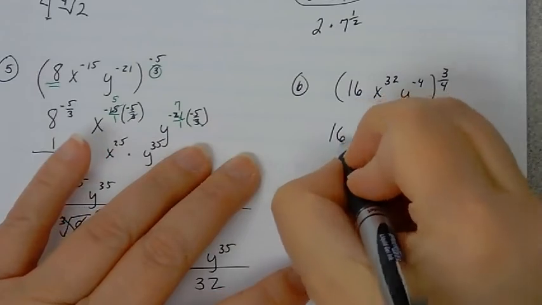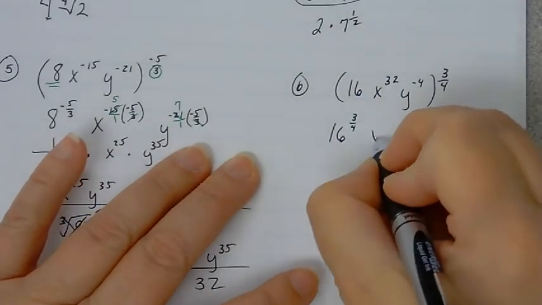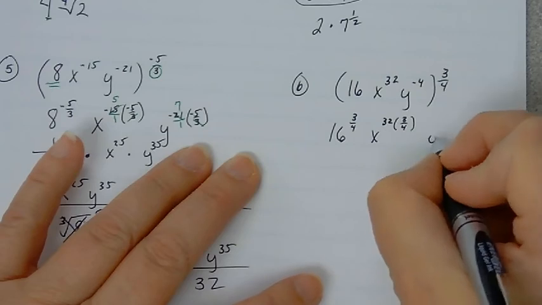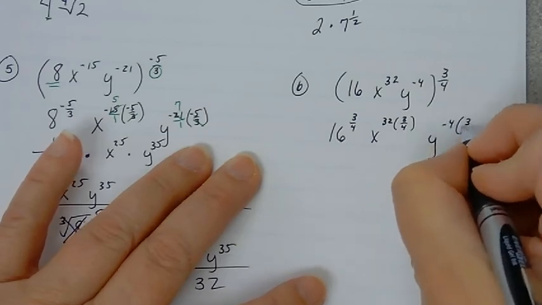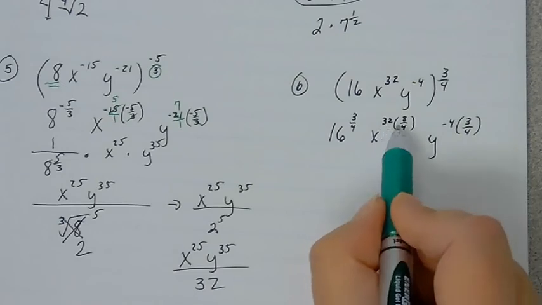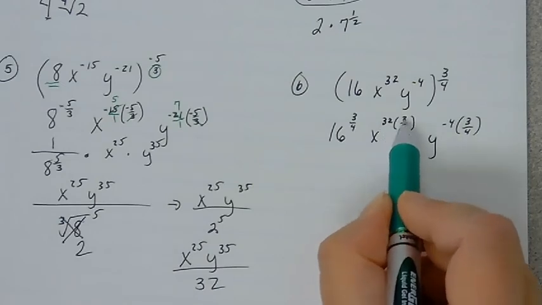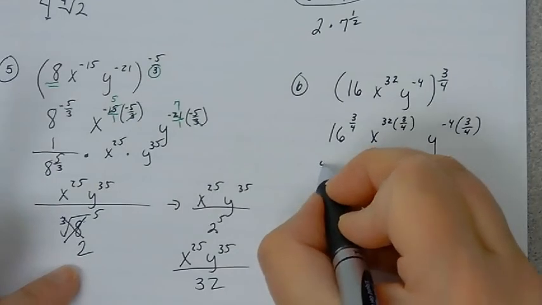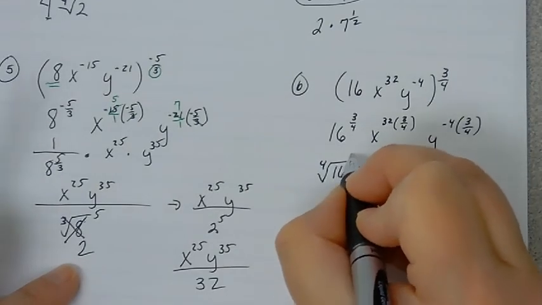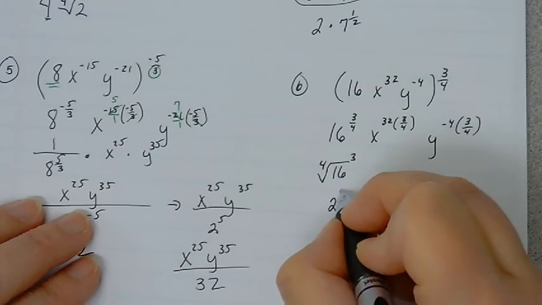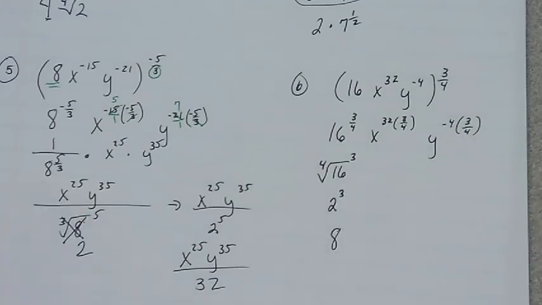So I'm going to have 16 to the 3/4, x to the 32 to the 3/4, y to the negative 4th to the 3/4. Notice how I write my fraction, my number, when I write it next to a fraction. I like to write it up top with the numerator so it'll cancel. So this one's nice because this turns into the 4th root of 16 to the 3rd power. And the 4th root of 16 is 2, so this is 2 to the 3rd power, which is 8. So that part turned into 8.